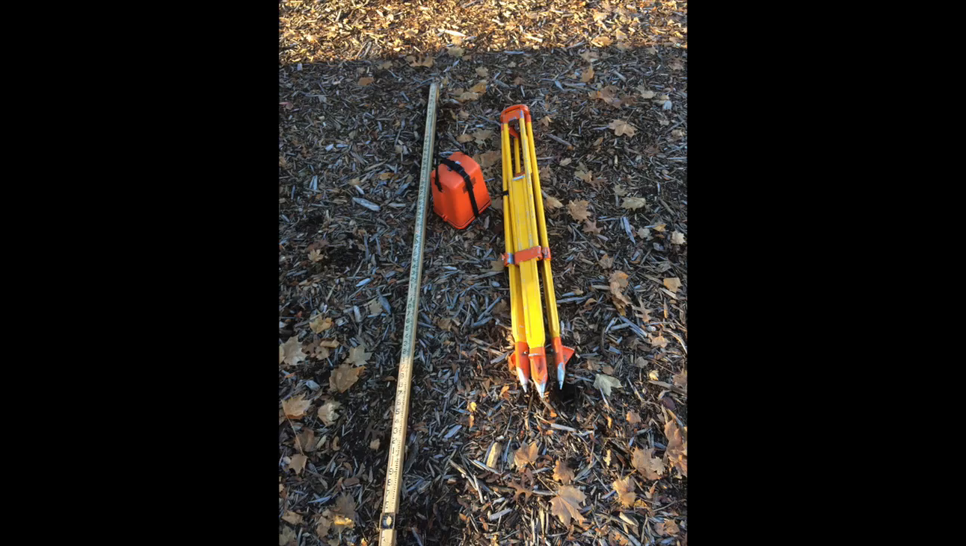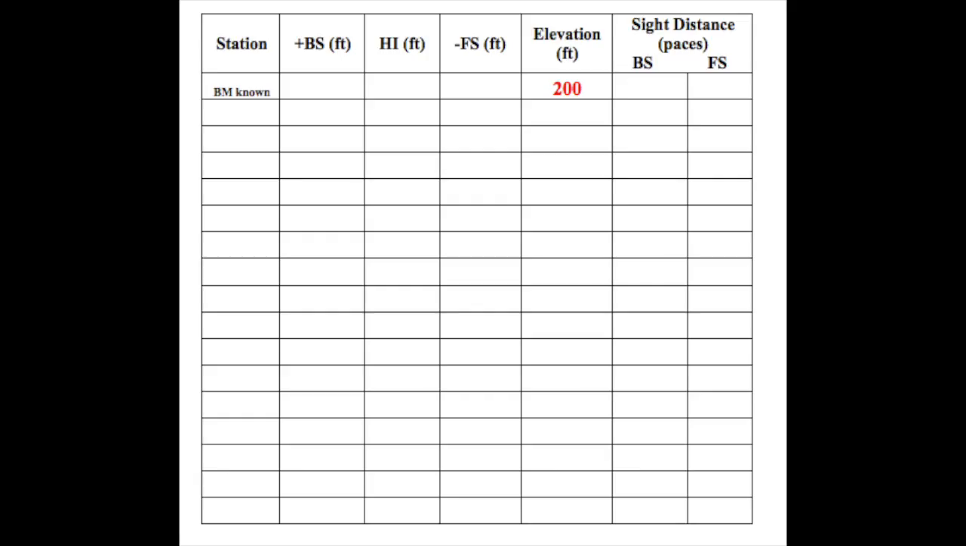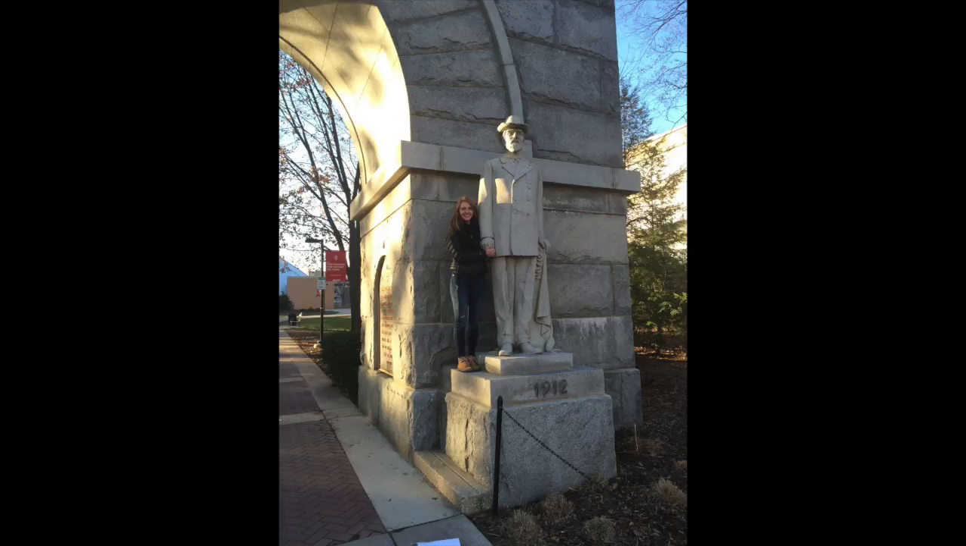In order to perform this lab, you'll need to make sure that you have your level rod, auto level, tripod, and don't forget your field notes and calculator. This is what your data sheet will look like. We will show you how to fill it out as we go through the video. In this sample calculation, the starting elevation is 200. This is where it all begins. The known elevation is at the statue's foot.